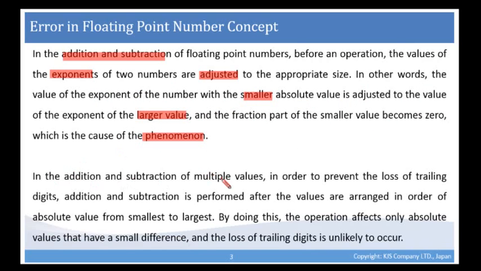In the addition and subtraction of multiple values, in order to prevent loss of trailing digits, which we've been describing here, this is a method of prevention. Addition and subtraction is performed after the values are arranged in order of absolute value, from smallest to largest. By doing this, the operation affects only the absolute values that have a small difference, and the loss of trailing digits is unlikely to occur.